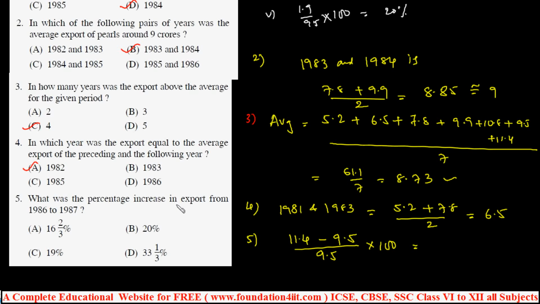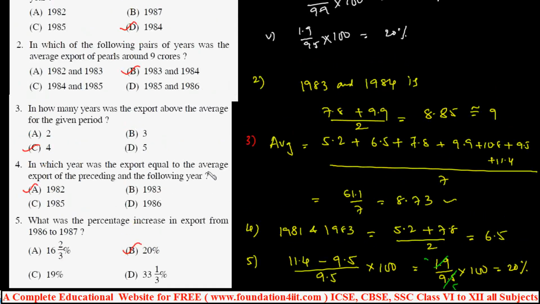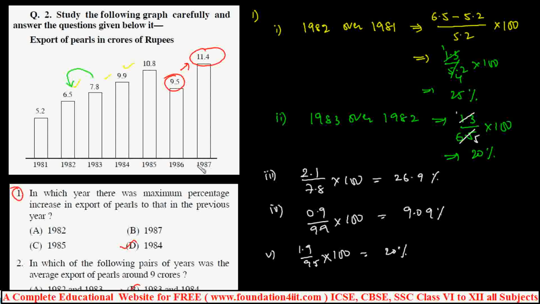What was the percentage increase from 86 to 87? The 87 value minus the 86 value, and because it is from 86, we divide by 9.5. Calculate this: 11.4 minus 9.5 is 1.9, by 9.5, into 100. So 20 percent. Yes, 20 percent is the answer. So this is option B. The problems wherever they ask, we need to calculate based on the table only, right?